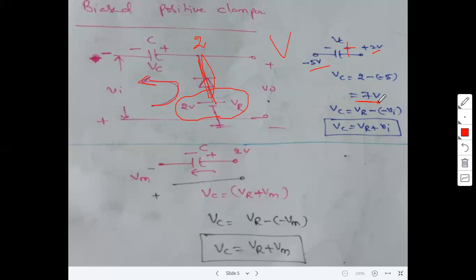That means 7 volts DC is inserted into the output circuit, right? This is the positive plate, this is the negative plate, and this is the reference voltage. In terms of reference, Vc is equal to VR plus Vm. This is the capacitor voltage. Remember, the capacitor can charge to a maximum voltage of reference voltage plus peak voltage. If the reference voltage is 2 volts and the peak voltage is 5 volts, 2 plus 5 is 7 volts.